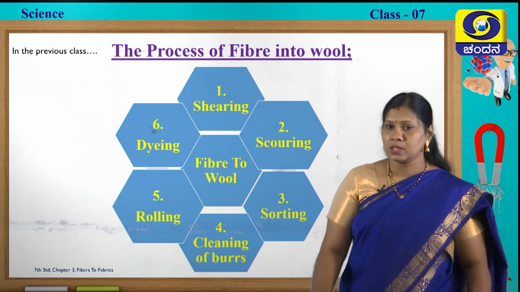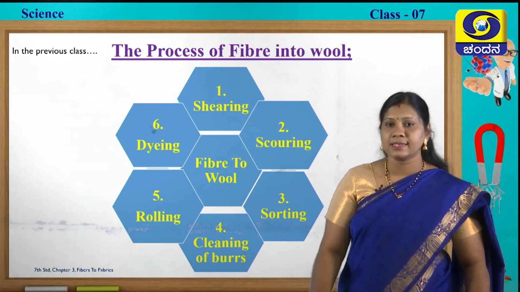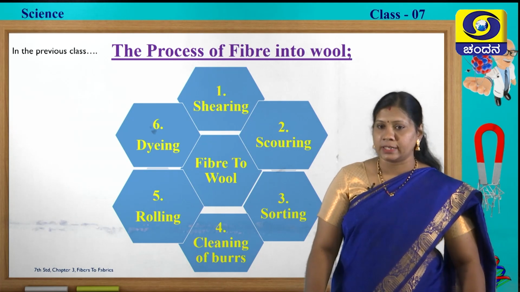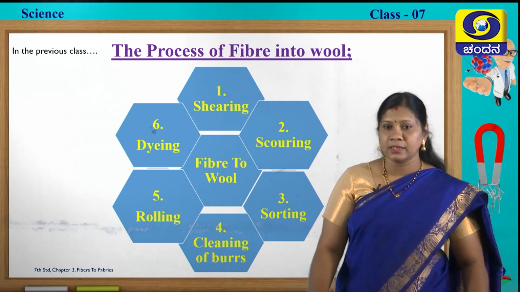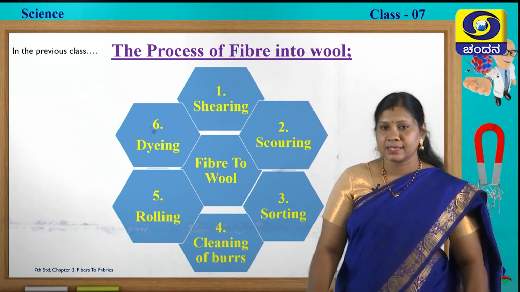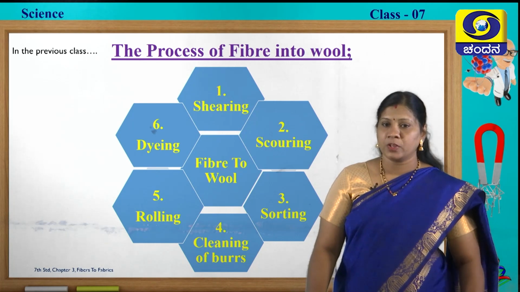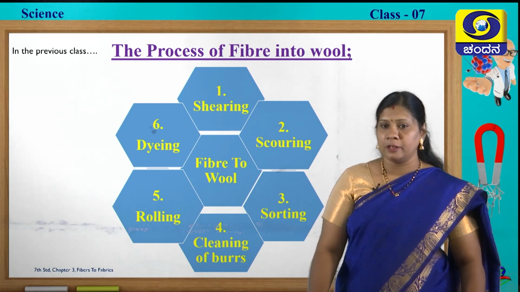Second step is scouring. Scouring is nothing but cleaning of the extracted skin of the sheep to remove dust, water materials or any grease materials present on the skin. Third one is sorting. Sorting is nothing but separation of the clean extracted skin by seeing its color or its texture.